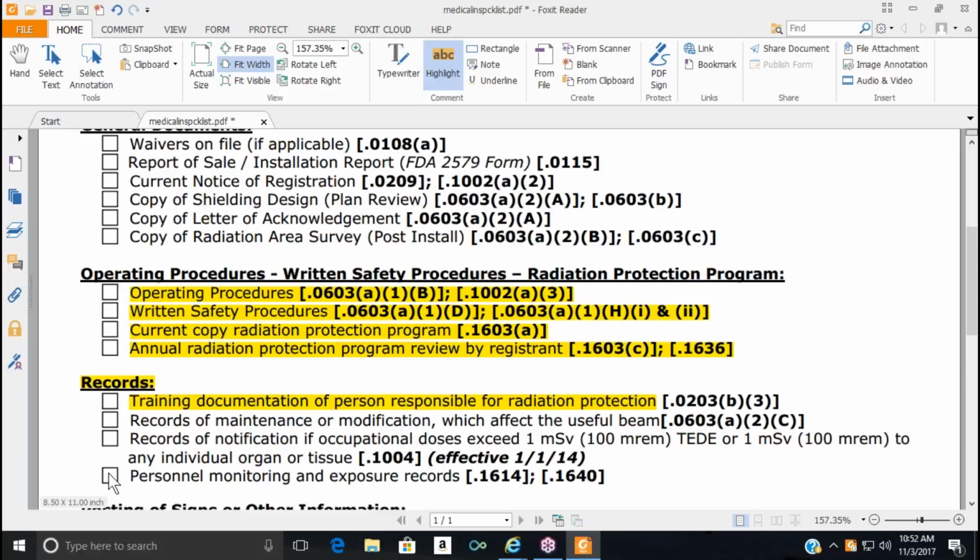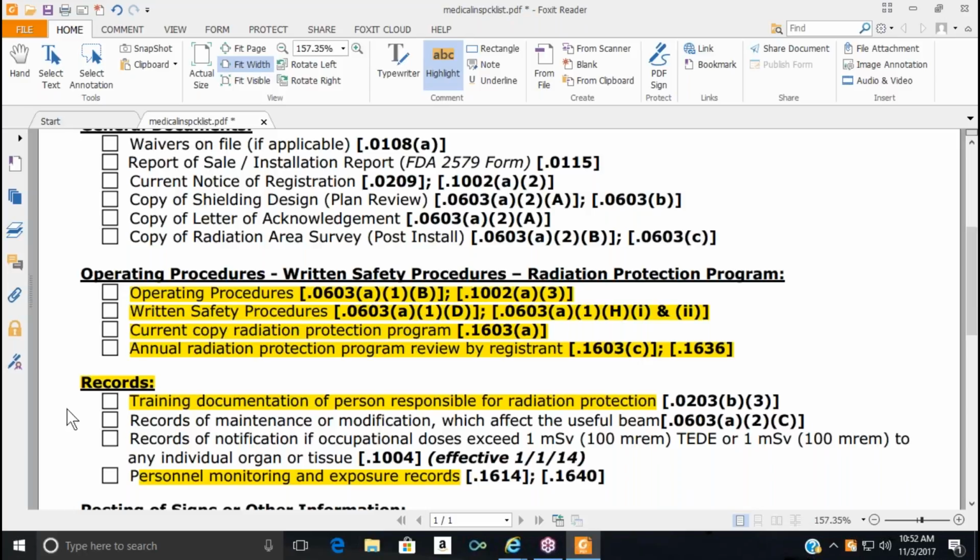The other thing that's important to you is the radiation safety inspection will ask for personnel monitoring and exposure records. That means film badges. Now the argument is always, well, we don't take enough x-rays in our office to warrant that. That's a decision that the radiation safety inspector will make.